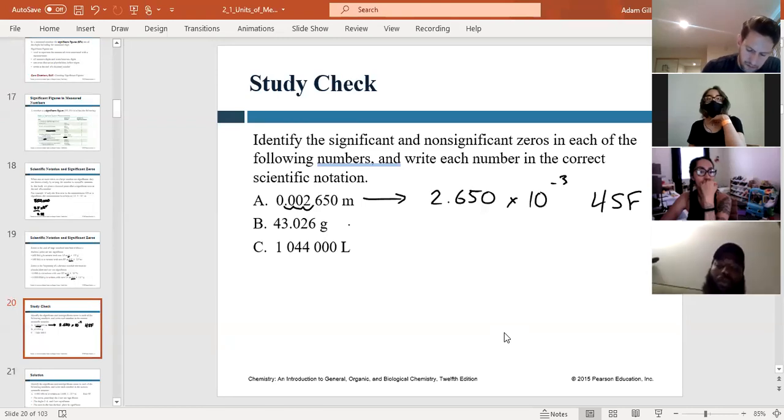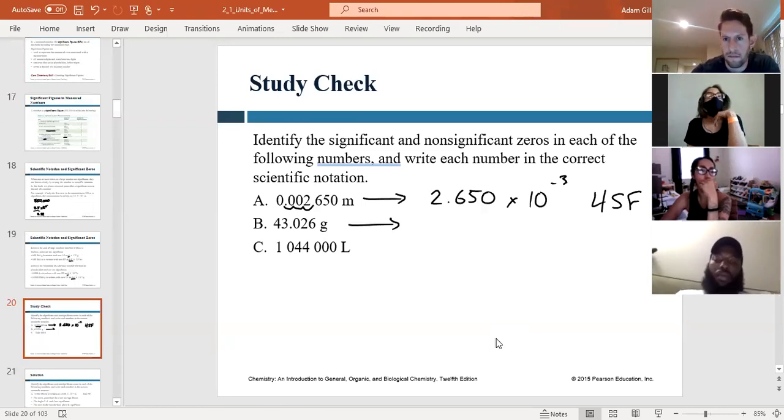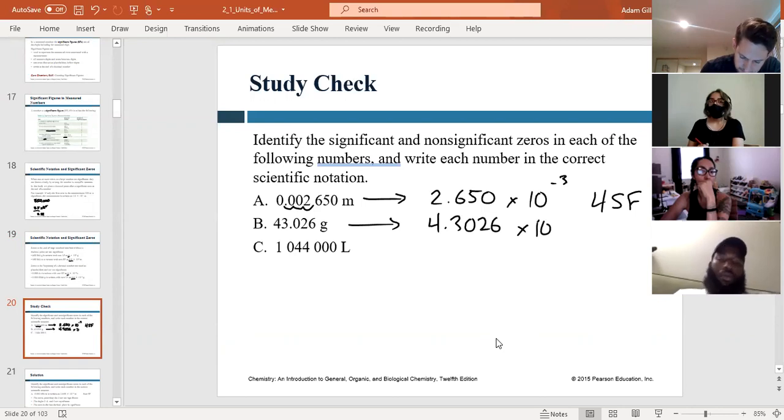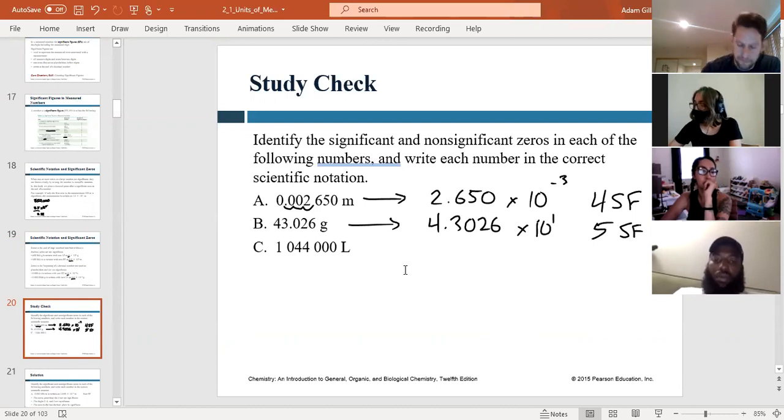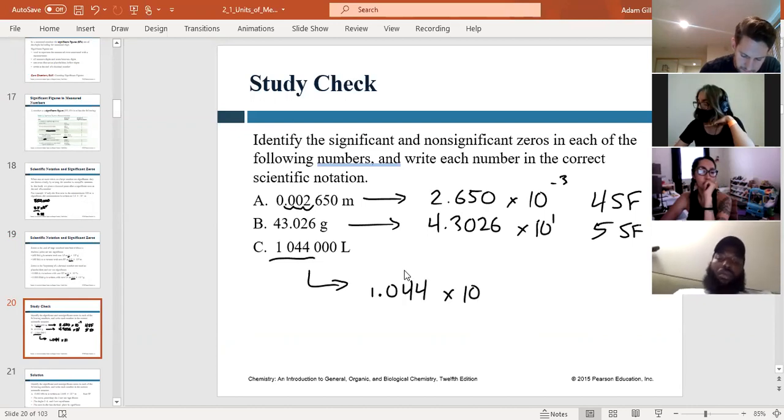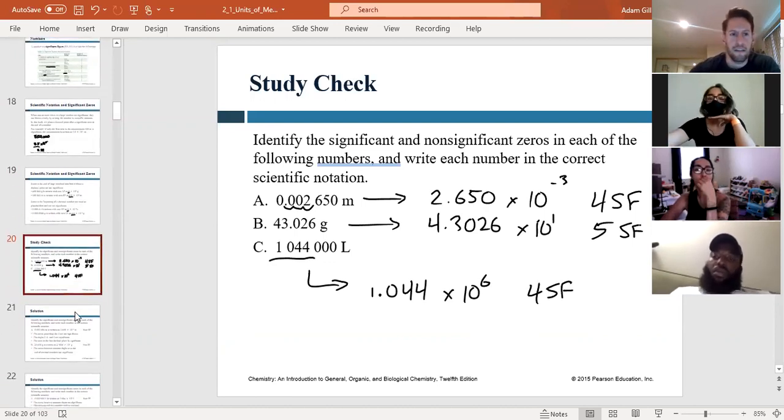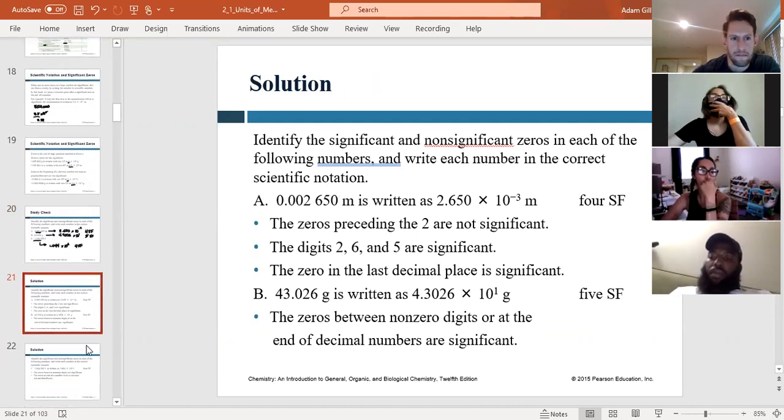All right, what about the second one? 43.026. Should be 5 sig figs. How do we write that in scientific notation? I think that's correct. All right, and what about the last one? 4 sig figs, right? And how do we write this in scientific notation? 1.044 times 10 to the 6th power. 6, yeah, and that is 4 sig figs. And those are the answers.